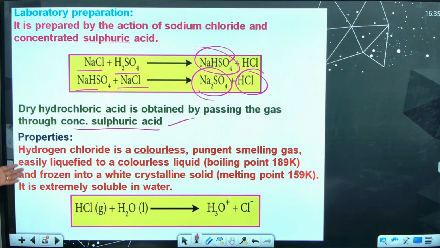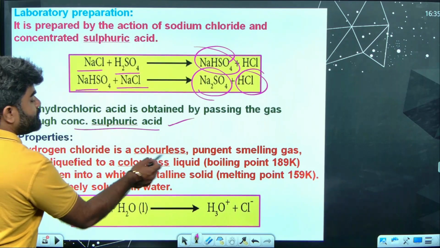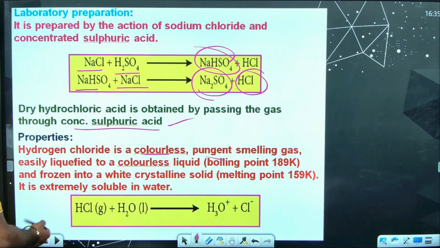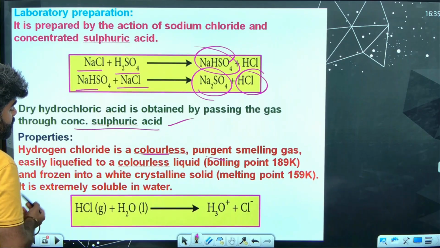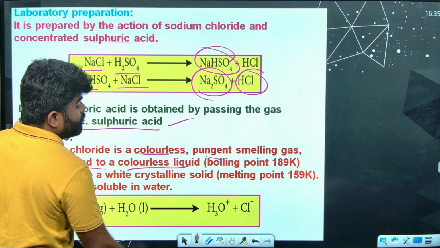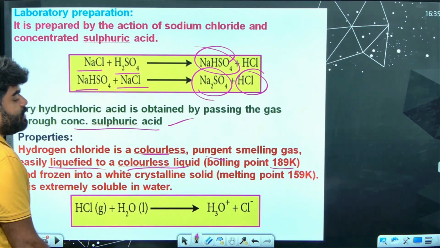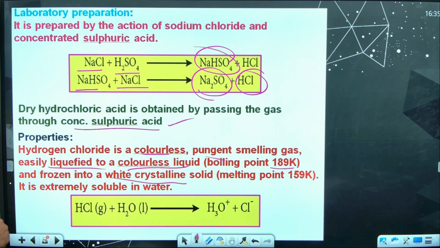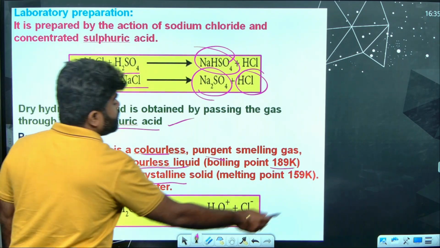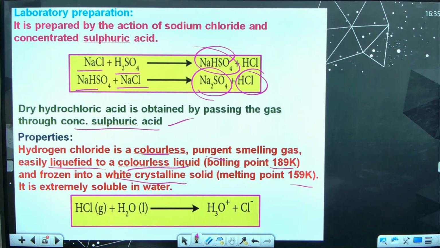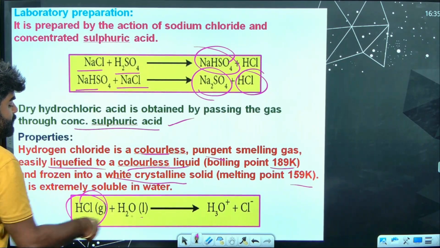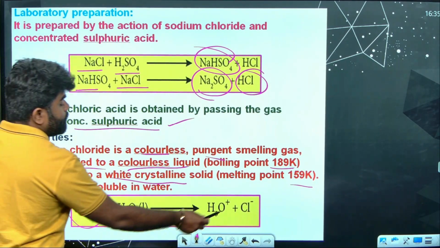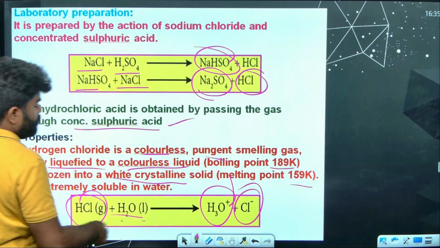So if you look at the nature of HCl, it is a colorless, pungent smelling gas, and it is easily liquefied to a colorless liquid whose boiling point is 189 Kelvin, and it is frozen into a white crystalline solid. Its melting point is 159 Kelvin, and you see that HCl completely dissociates into hydronium ion and chloride ion in water.